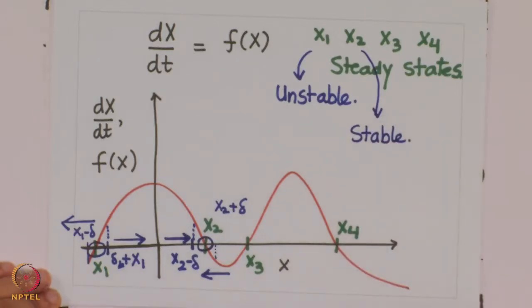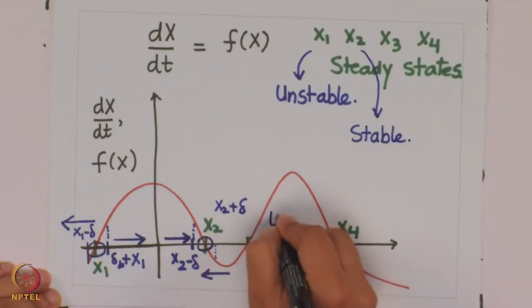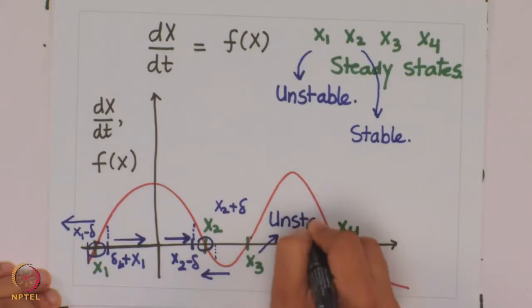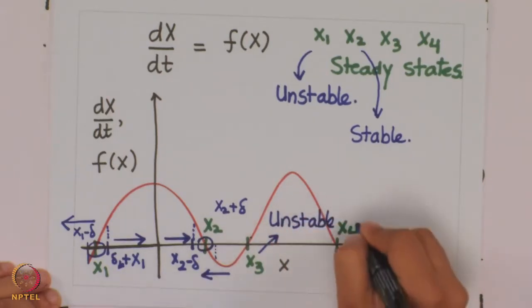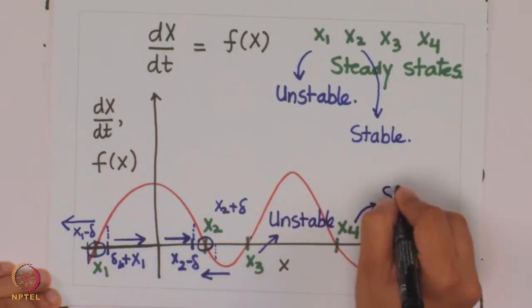And I leave it as an exercise to show that x equal to x3 should be unstable, while x equal to x4 should be stable.